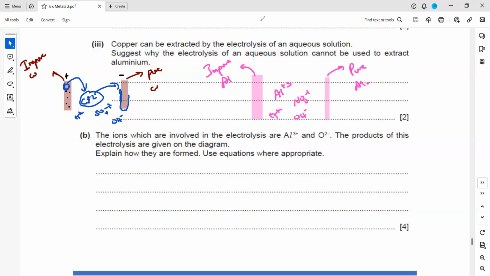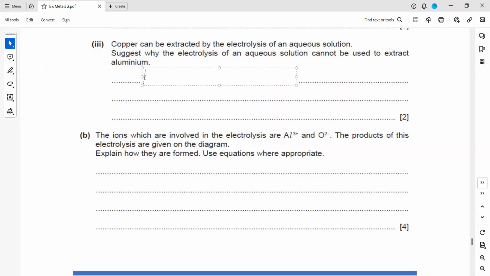The question is why this cannot be used to extract aluminium. What will happen in this case? The aqueous solution contains both aluminium and hydrogen ions, and hydrogen ions are less reactive, so they will discharge at the cathode instead of aluminium, or they will be reduced instead of aluminium. That's why we cannot use aqueous solution. It must be a molten solution. So in the answer here, you will mention aqueous solution.